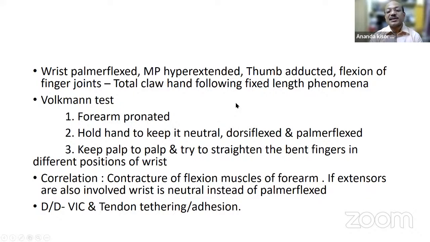So how do we correlate the clinical findings with the pathology? Basically, that is a fixed length phenomenon. This is the most important. I don't want to discuss more on this. Basically, it is commonly due to contracture of the flexor muscles. But if the extensors are also involved, the wrist should not be flexed, but should be in neutral position instead of palmar flexed. What is the differential diagnosis? Basically, it's Volkmann ischemic contracture, or it may be tendon tethering or adhesion.